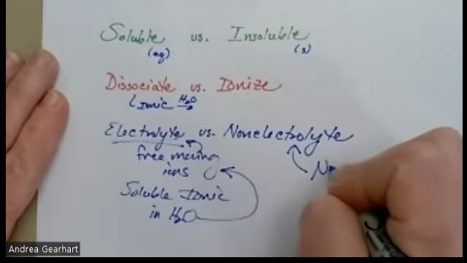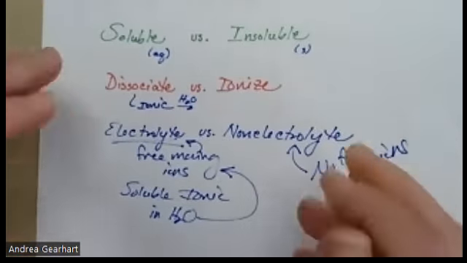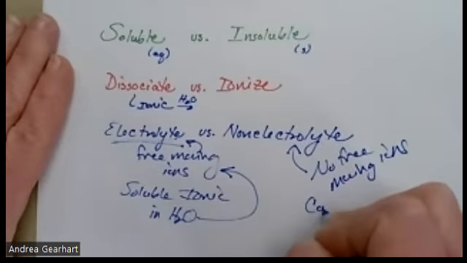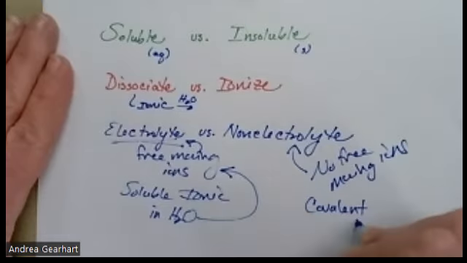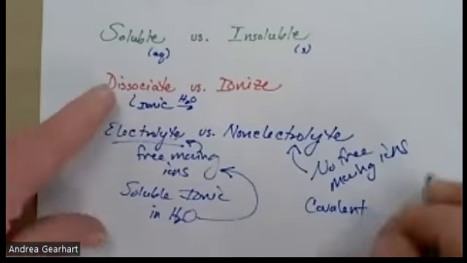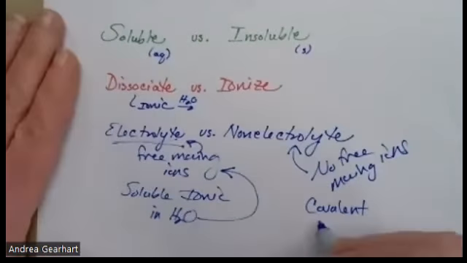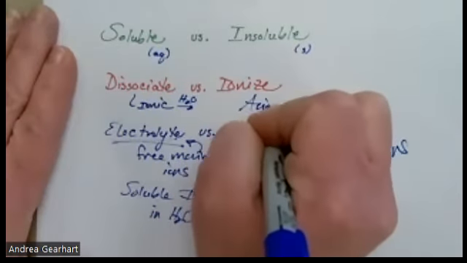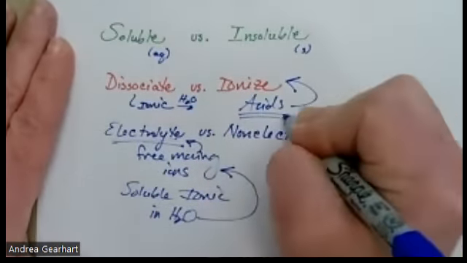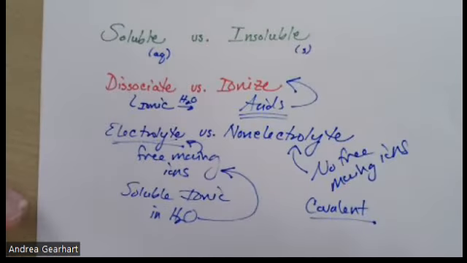If there are no free moving ions and the light bulb doesn't light up, well, then it's a non-electrolyte. And so the grand majority of covalent substances that are polar and do dissolve in water do not dissociate. But we do have a small category of covalent compounds, acids that ionize. And that is an acid being an acid and donating the hydrogen ion to water.